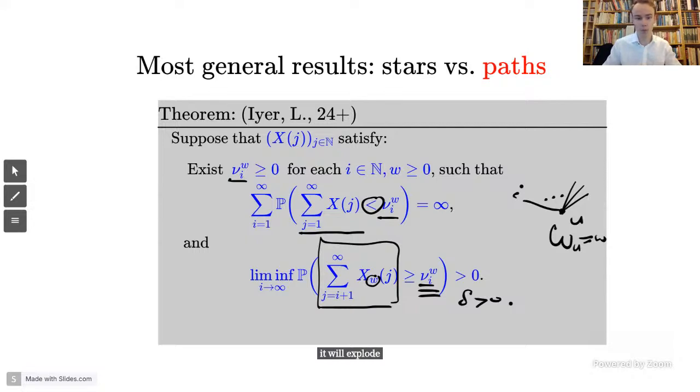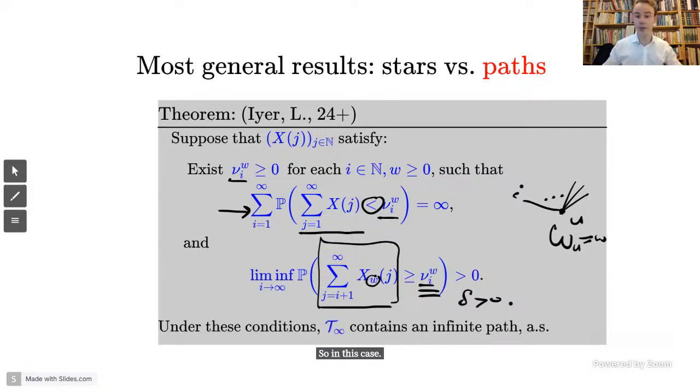It will explode before U. And this sum being infinite tells us that by the reverse Borel-Cantelli lemma, we will find infinitely many of such children. So infinitely many children will need less than mu IW time to explode, whereas with probability uniformly bounded from below, the parent will every time need at least mu IW time to explode after producing I children. And so this is what we use to show that indeed you can always find a child that explodes before its parent. So in this case, we can conclude that this tree T infinity contains an infinite path.